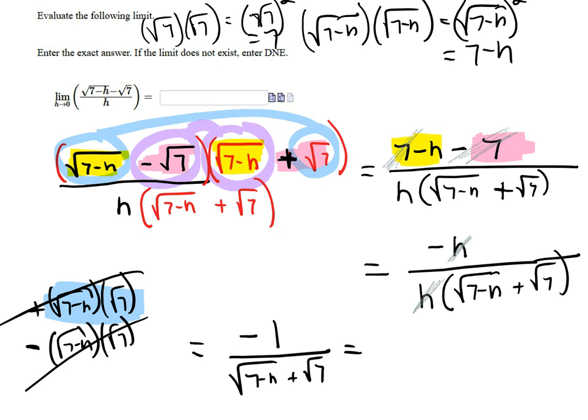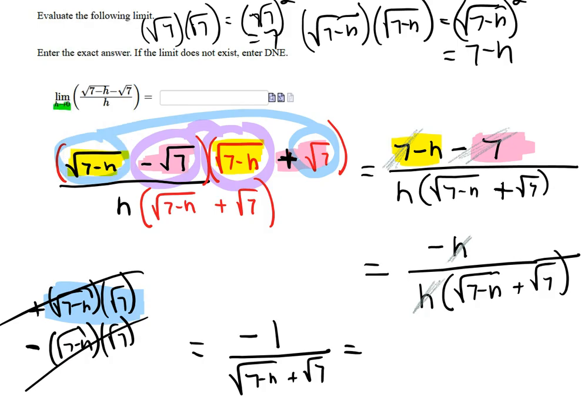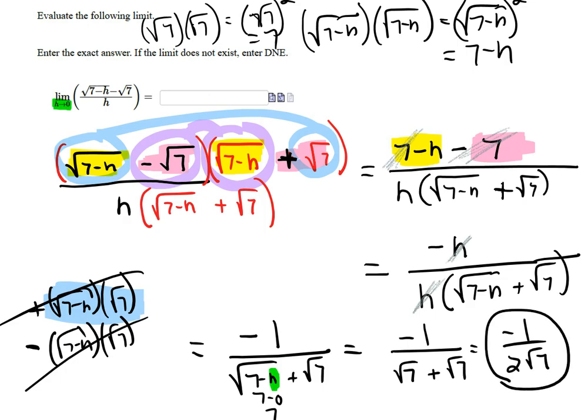And now it is at this point that I can find the limit as h approaches 0, and I'll put the 0 right here. So this becomes 7 minus 0, which is just 7. So what I have is negative 1 over the square root of 7 plus the square root of 7, which would be 2 square roots of 7. And you can type it in like that.